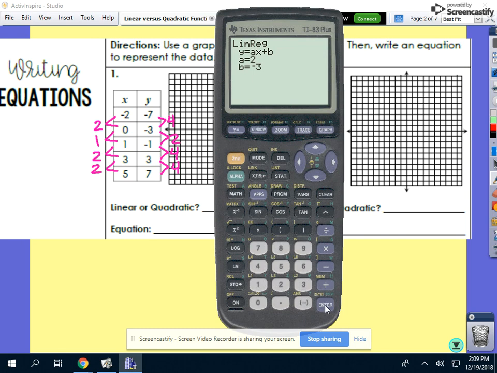On your screen is the equation. Notice you have y equals ax plus b, also known as slope-intercept, often seen as y equals mx plus b. Your a value is 2 and your b value is negative 3.